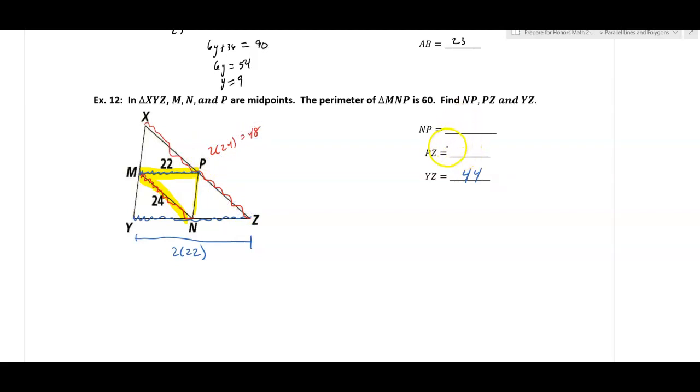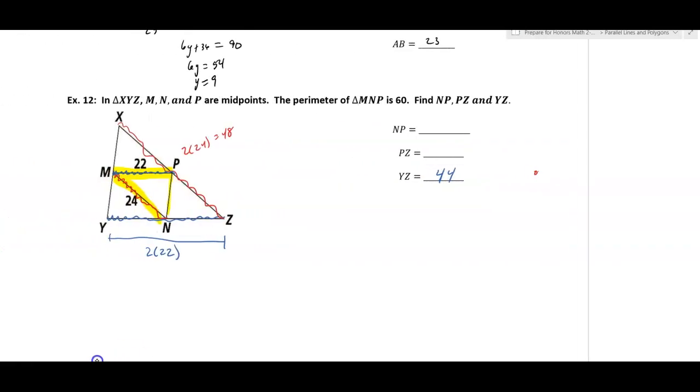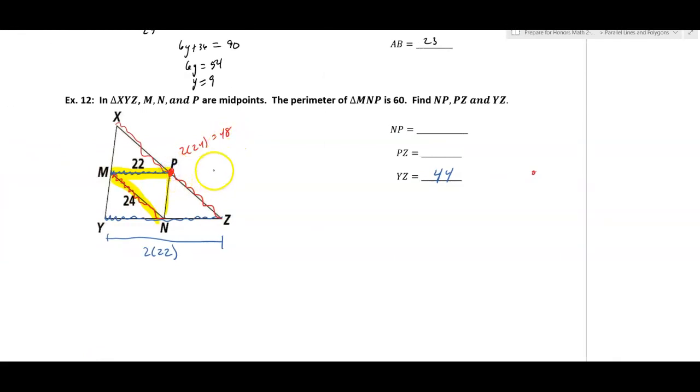So if that whole thing is 48, and P is the midpoint, 48 divided by 2, that's 24. So PZ is 24. Now, the perimeter of that inner triangle is 60. So 60 minus 22 minus 24. What is that going to give me? 60 minus 46 is 14. So I know that's 14. And if I look at it, NP is 14.